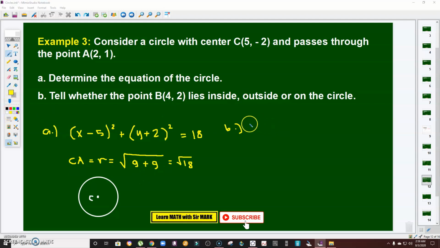Okay, so all we have to do is to get the distance between point, ang kukunin natin dito, distance ni CB. Clear? Okay, kukunin natin yung distance ni CB. Okay, so let me erase this one. I hope clear yung target natin, ha?